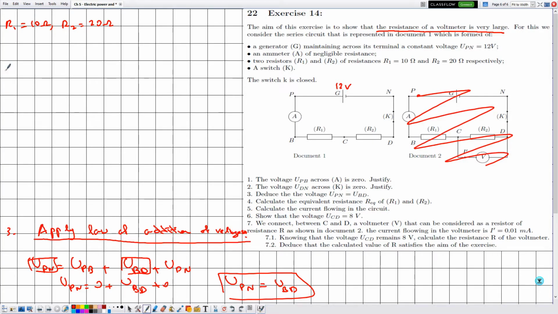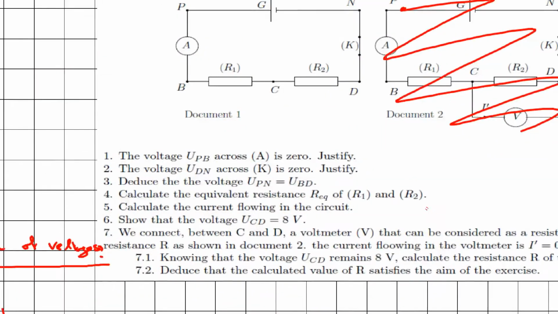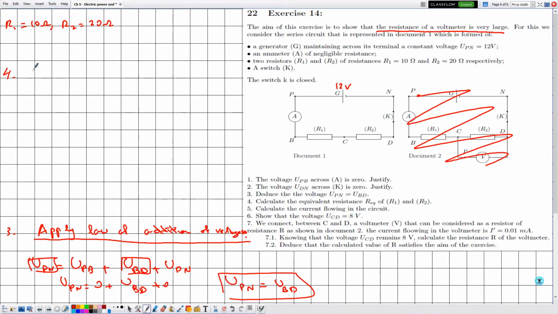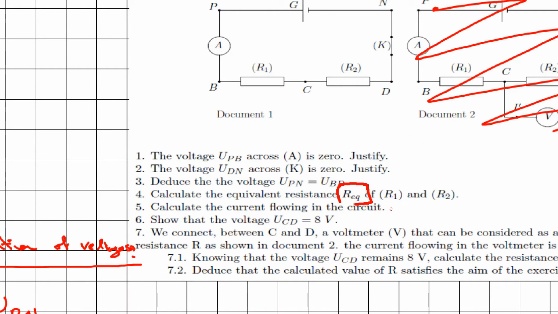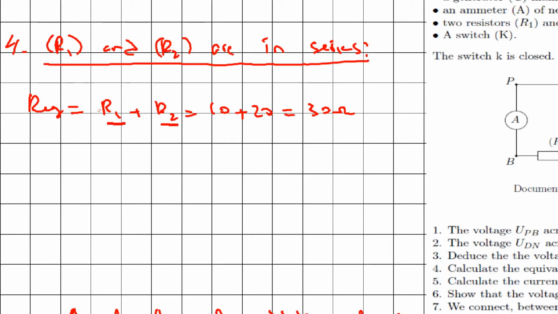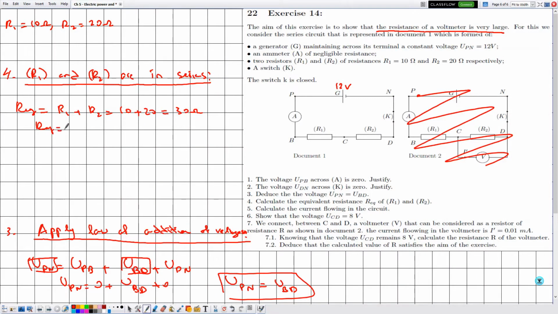Now in part 4, they are telling me to calculate the equivalent resistance R equivalent of R1 and R2. Notice that R1 and R2 are in series. Then their equivalent resistance, which is denoted by R equivalent, is equal to R1 plus R2, which is equal to 10 plus 20, which is equal to 30 ohms, because R1 and R2 are expressed in the SI. Then R equivalent is equal to 30 ohms.